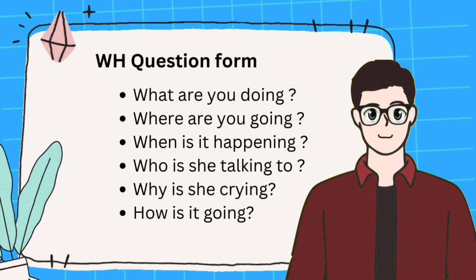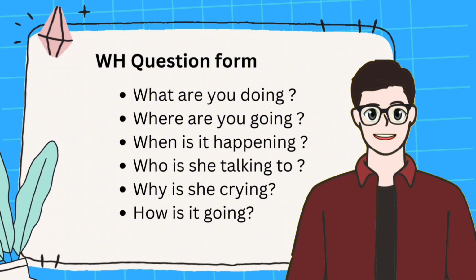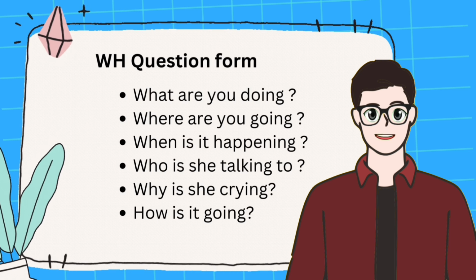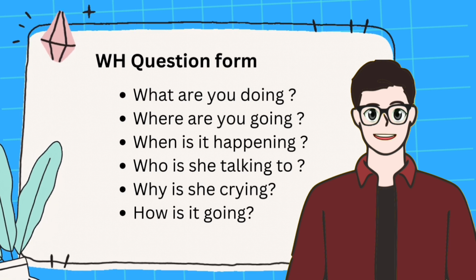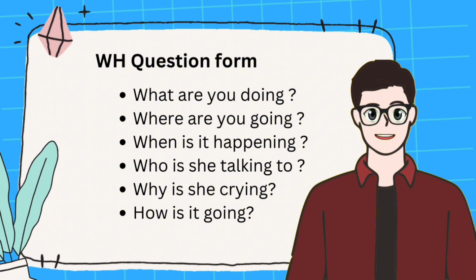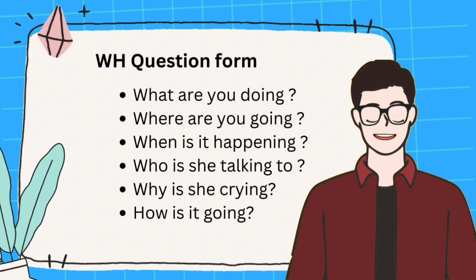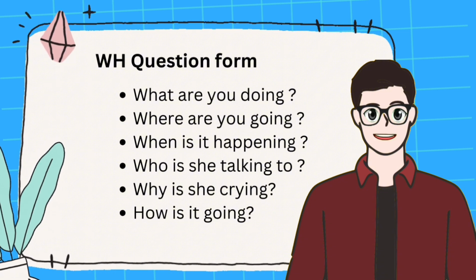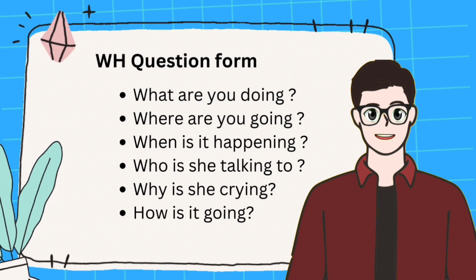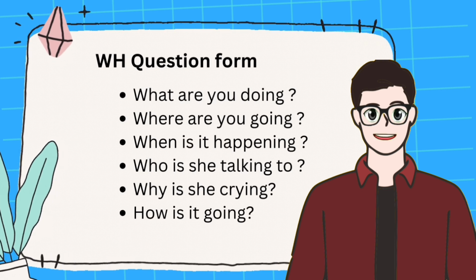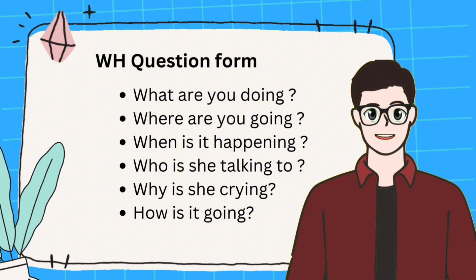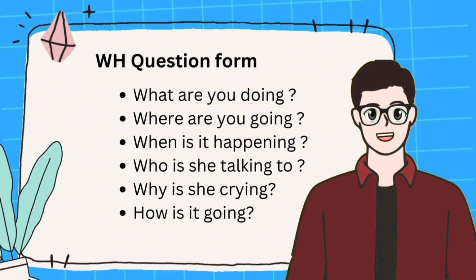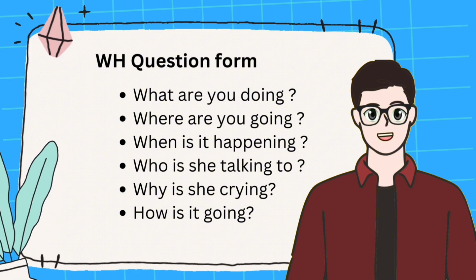For the first one: what are you doing? I am teaching. Where are you going? I am going to the store. When is it happening? Is it happening tomorrow? Who is she talking to? She is talking to her daughter. Why is she crying? She is crying because her toy is broken. How is it going? It's going well.